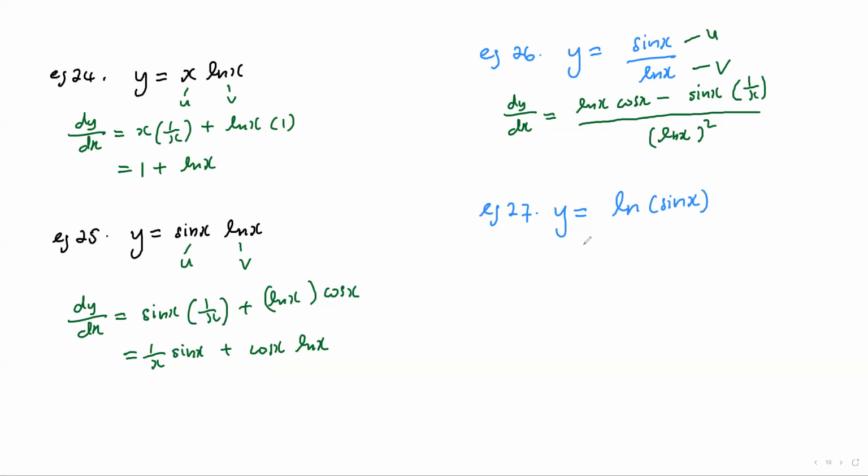Okay, and what about example 27? So for example 27, we can actually use the general rule. So f(x) is actually sine x. So dy/dx is just the derivative of sine x, which is cosine x, over sine x. Okay, so you should get cotangent x.